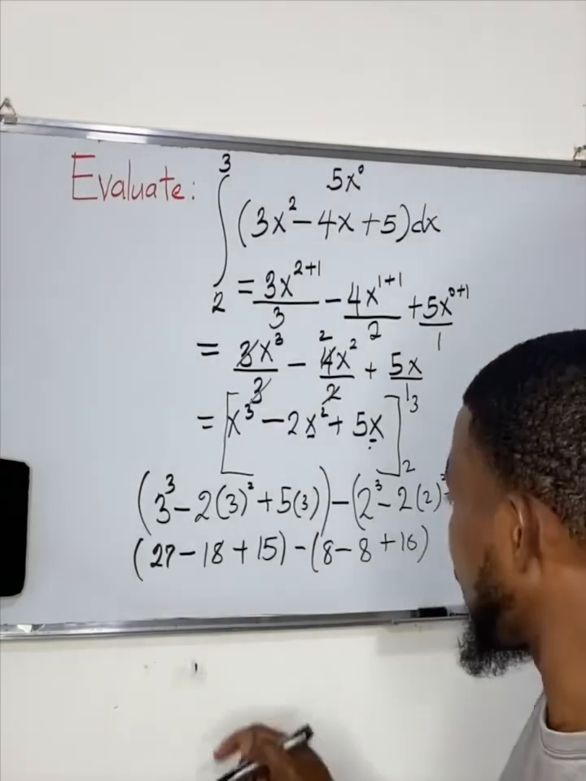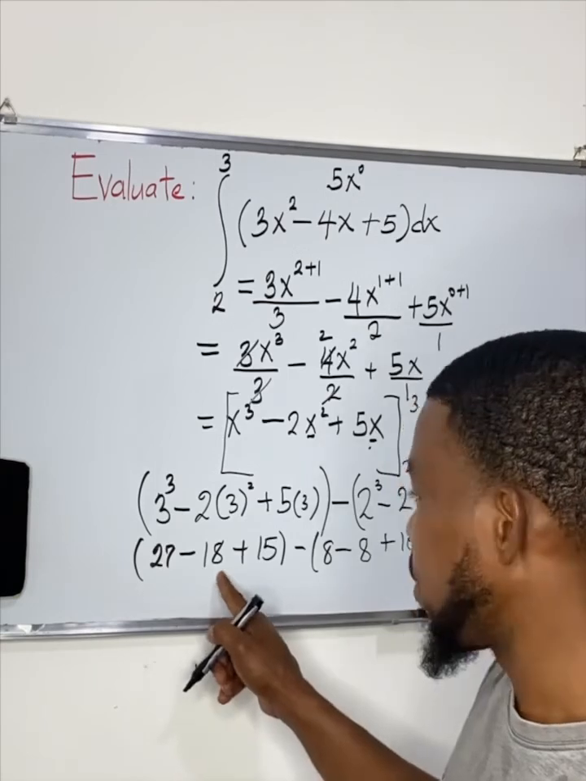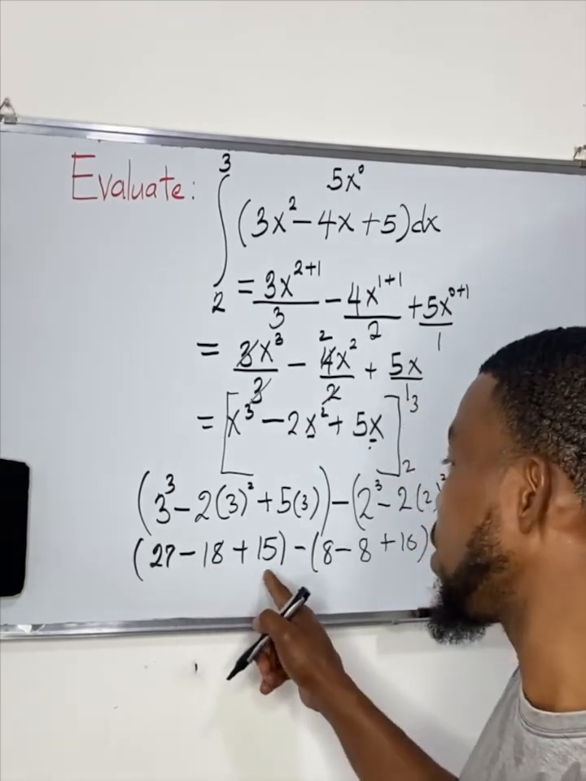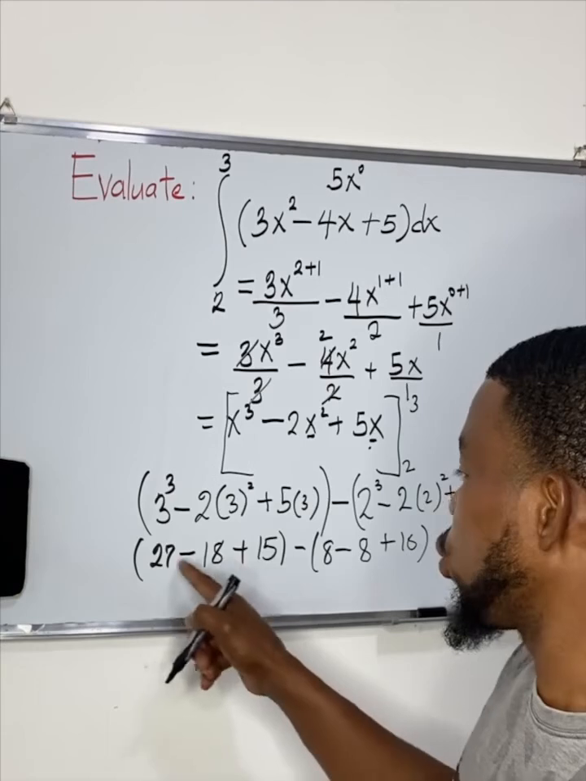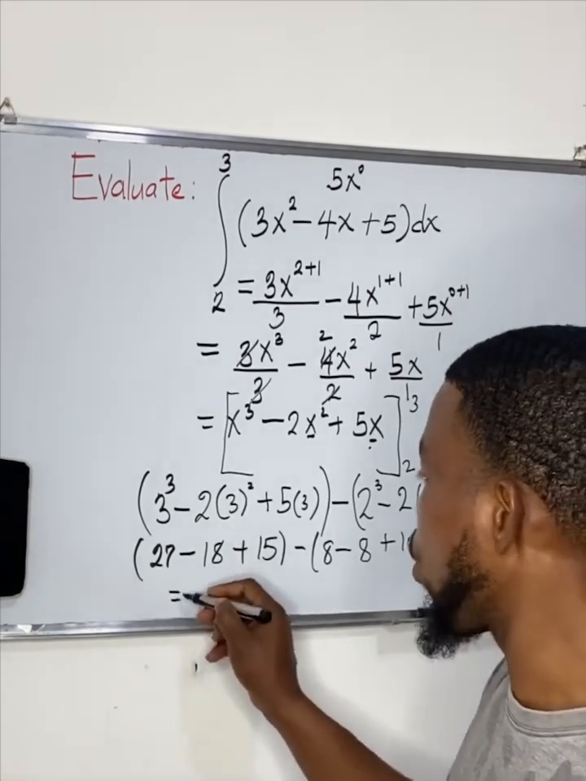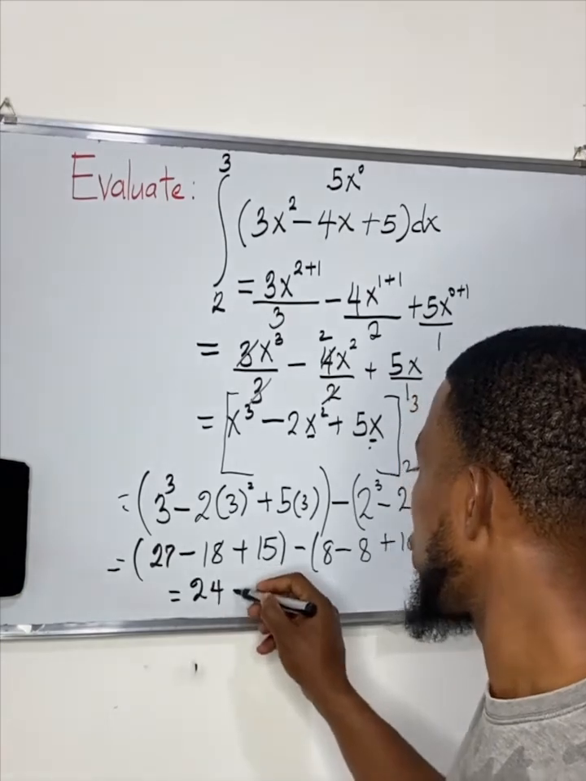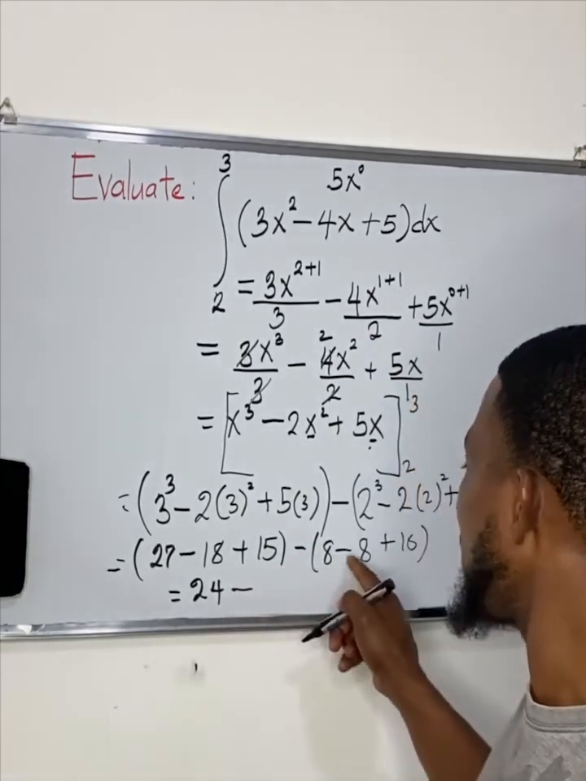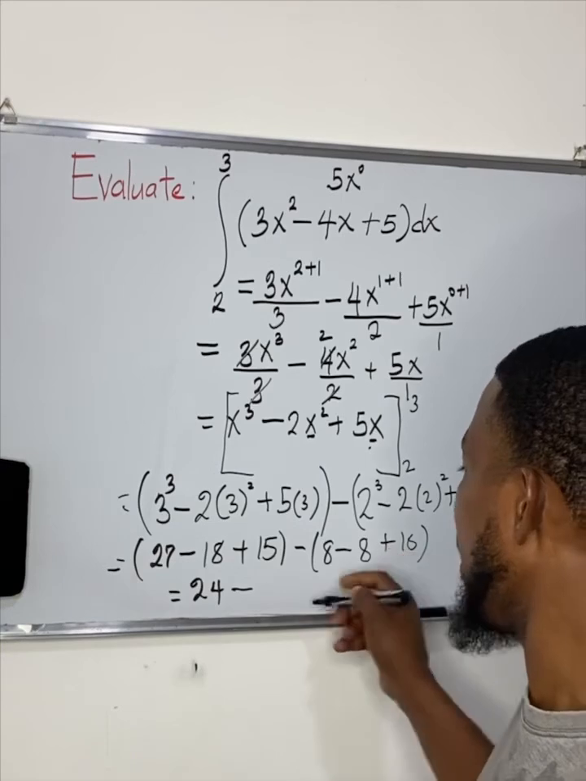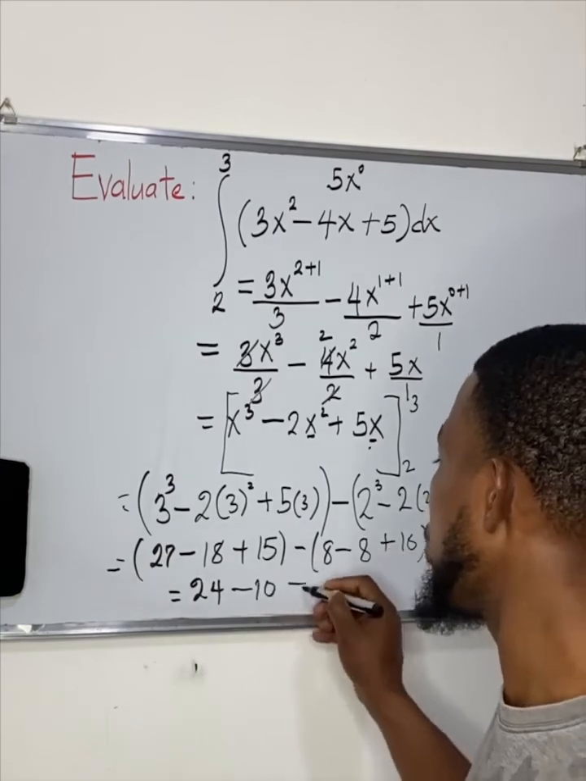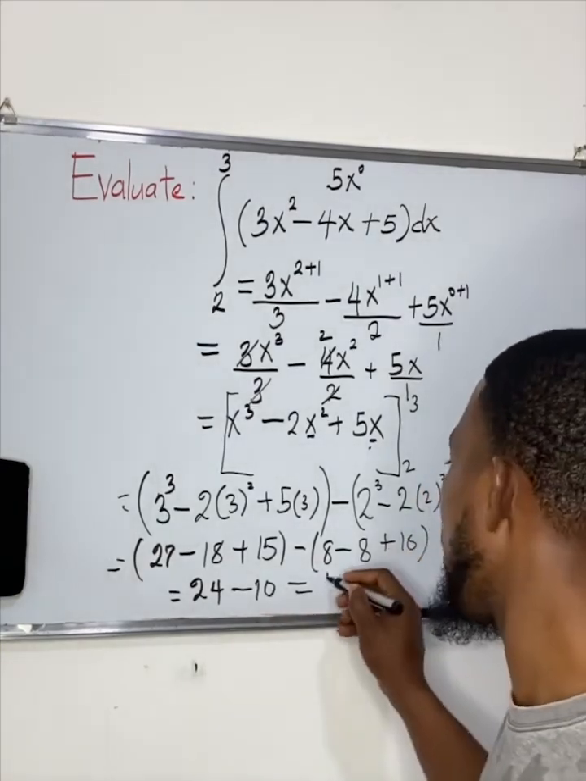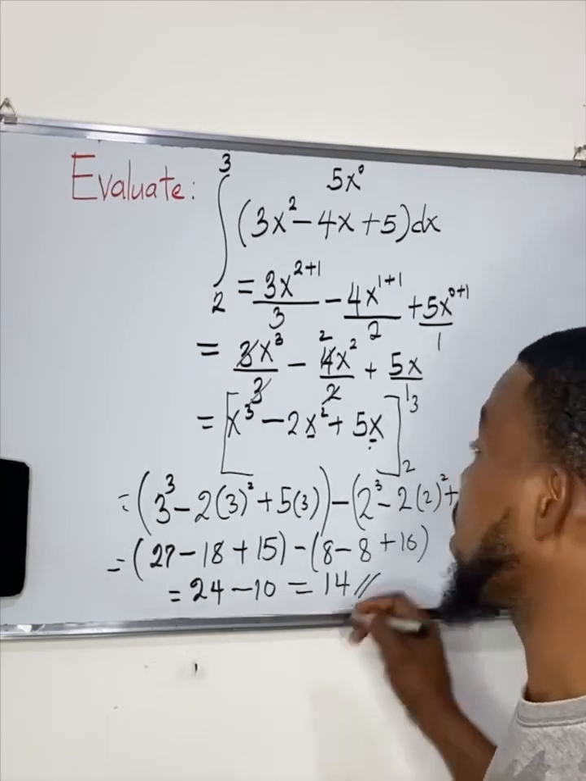Now finally, 27 minus 18. Okay, let's say 27 minus 18 plus 15. That's minus 3. 27 minus 3 is equals 24. So we have 24 minus, 8 minus 8 is 0. So we have 10 left. So we have 24 minus 10, which makes our answer 14. And that's the final answer.